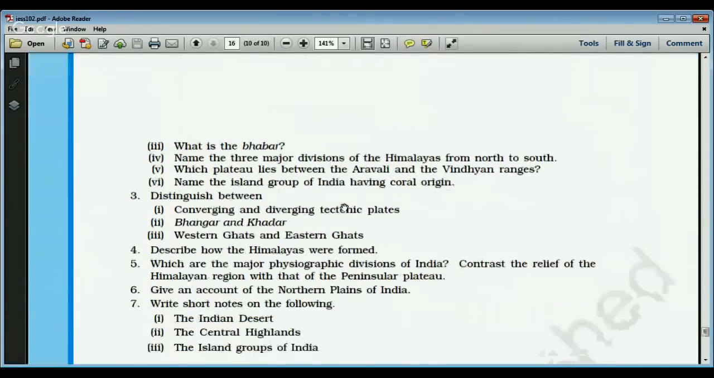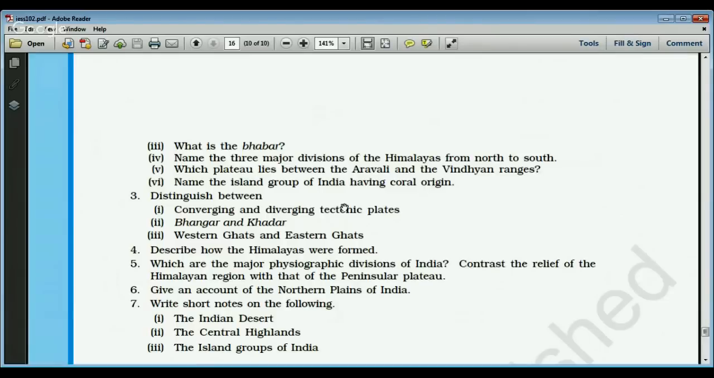Now, the three major divisions of the Himalayas from north to south are the Greater Himalaya or the Himadri, then the Lesser Himalaya or the Himachal, and then the southernmost is the Sivalik. Then which plateau lies between the Aravalli and the Vindhyan range? That is the Central Highland.